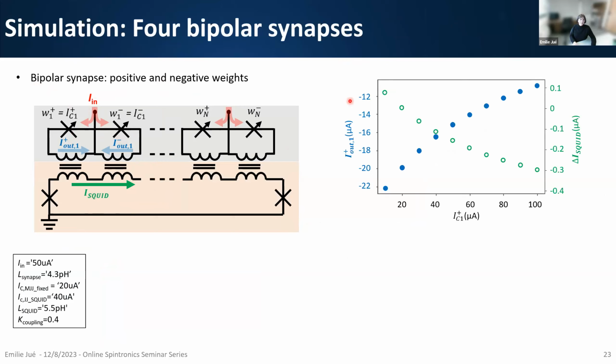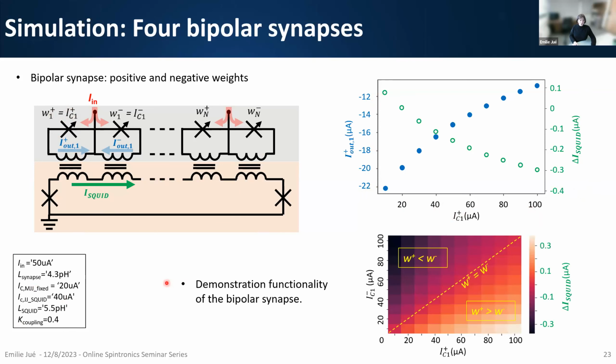So here I show some example of the simulation where we see the output synaptic current of one part of the synapse when we vary only the positive weight. So we see that when we vary the positive weight, the output synaptic current varies by about 12 microamp, which translates inside the loop by 0.4 microamp, which is about 3% of this value. So obviously, this number will vary a lot depending on the parameters.